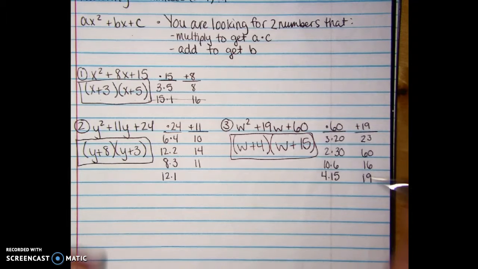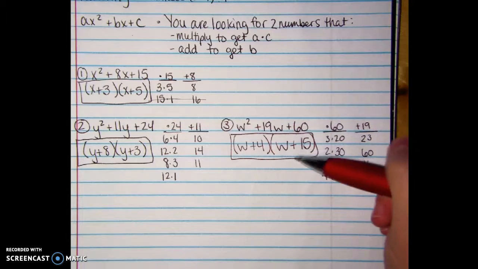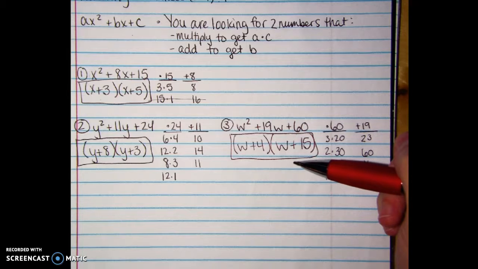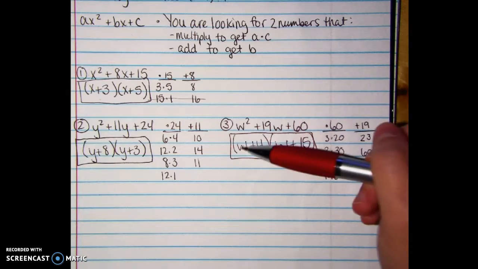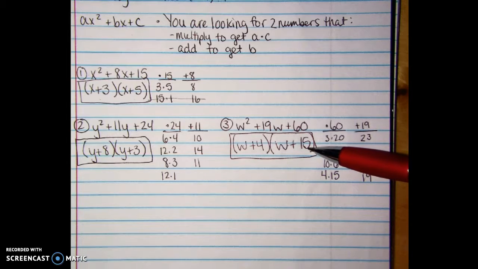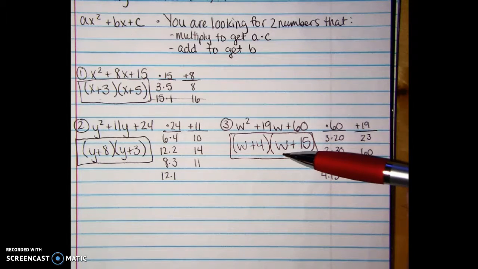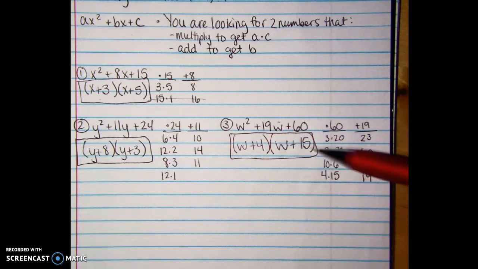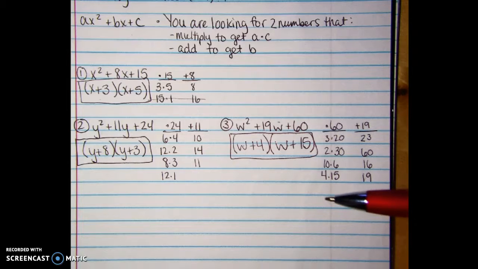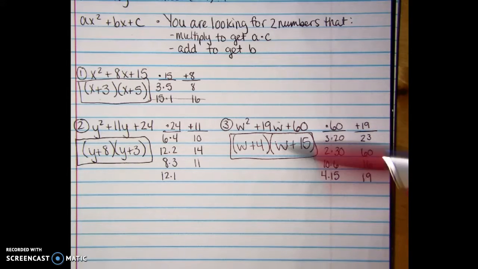And if you want to check your answers, you can always multiply them back out, like how you just took on that test last week. w times w is w squared. w times 15 is 15w. 4 times w is 4w. 4w plus 15w is 19w. And then 4 times 15 is 60. Okay? So on a quiz or test, I would highly recommend checking your answers if you are interested in passing.